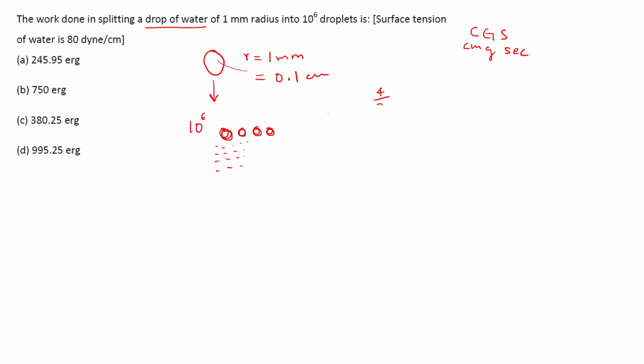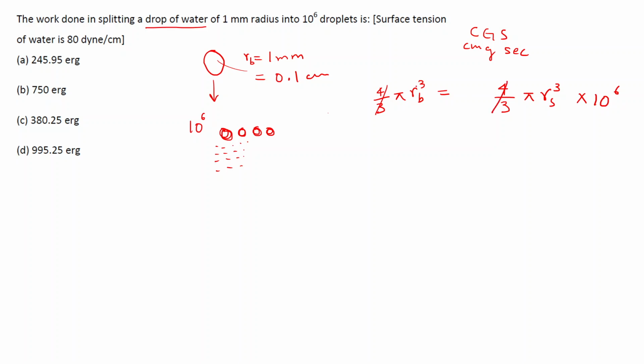So the volume of the big drop was 4 by 3 pi r cube. Let's call it the big drop: 4 by 3 pi r cube, where r is the radius of the big drop. Then the volume of one small droplet will be 4 by 3 pi r cube with the radius of the small droplet, and into 10 to the power 6, because there are this many droplets.